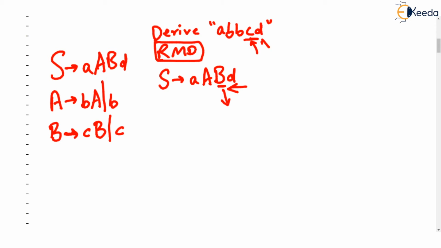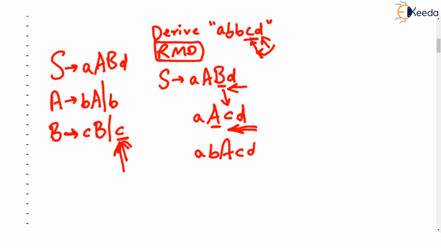Before D, we need a single C, and B can very well give us C. This option over here, B can give us C, isn't it? So now we are left with A, C, D. Now, the first non-terminal from the right-hand side again is A. So now A can be replaced with BA, CD.